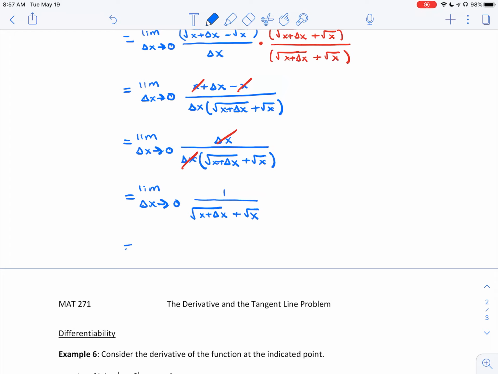And then finally, we can take our limit. So just using direct substitution, plug 0 in for our delta x's, and we would get 1 over the square root of x plus the square root of x, or we could actually just simplify that. Let me just change that to 1 over 2 square root of x, and that would be our derivative function.